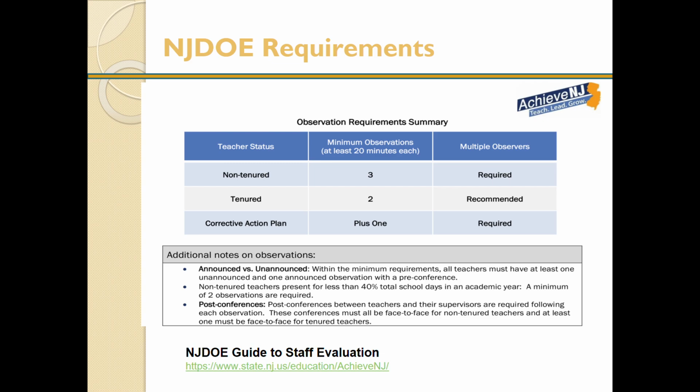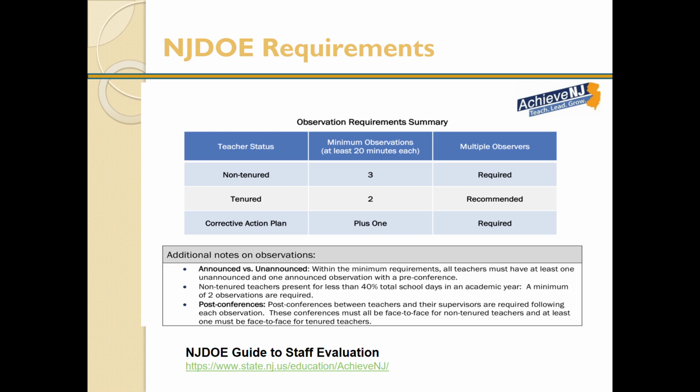For tenured teachers, a minimum of 2 observations for at least 20 minutes each are required, and it is recommended to have multiple observers during the evaluation process. For those teachers who are in a corrective action plan or a CAP, they are required 1 more evaluation whether they are non-tenured or tenured, and multiple observers are required.